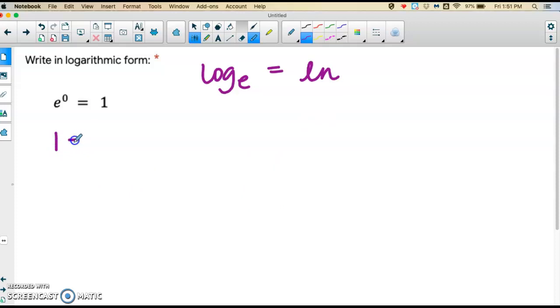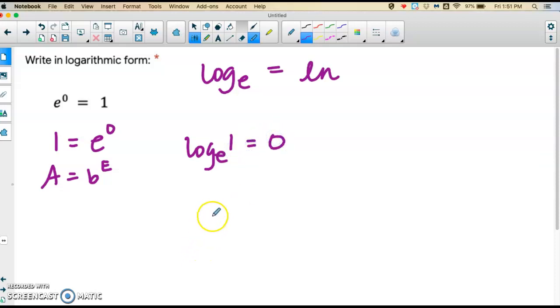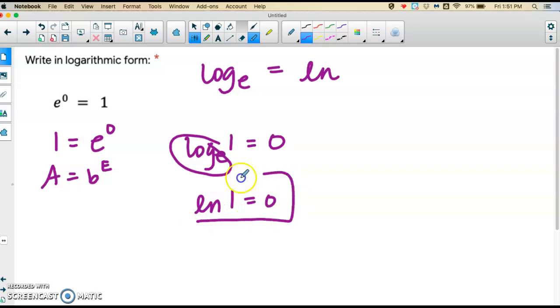So again, set this up into Abe. Okay, so this is A equals B to the E. And that's why I use a capital E so we don't get it confused with little e. So it looks like we are going to have log base E of 1 is equal to 0. Okay, so when you see this log base E, you're going to write the natural log of 1 is equal to 0. And that would be the answer. So anytime it's log base little e, you're going to write the natural log.